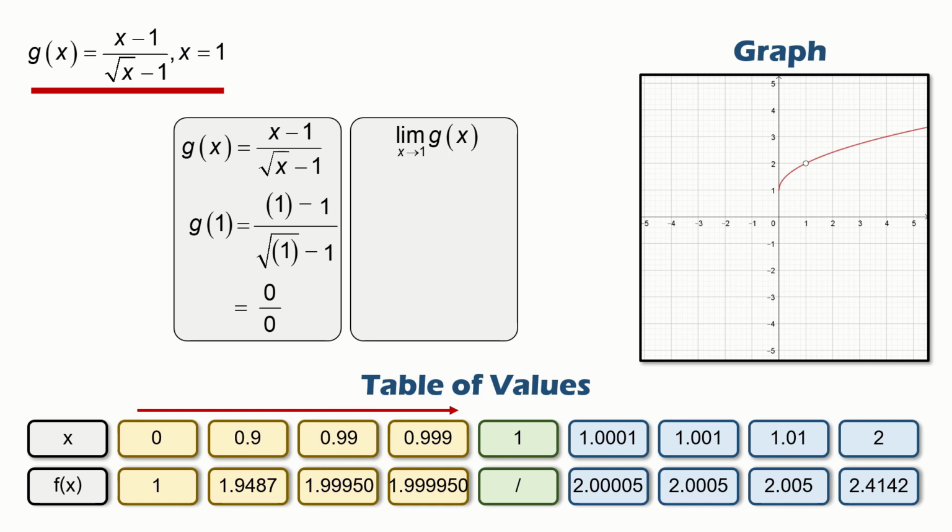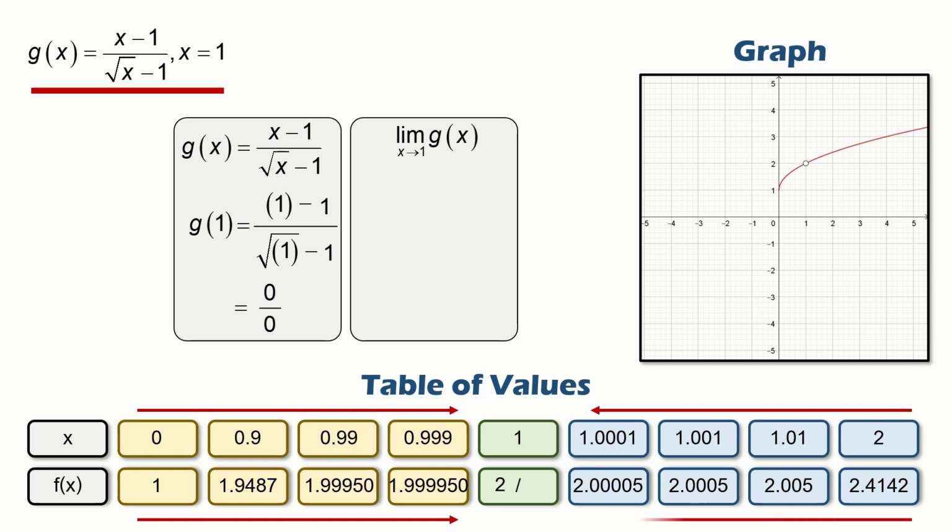When x is approaching 1 from the left, the function is approaching 2. When x is approaching 1 from the right, the function is also approaching 2. Thus, the function is getting closer to 2 when its x value is getting closer to 1 from either side, or the limit of the function as x approaches 1 is 2.